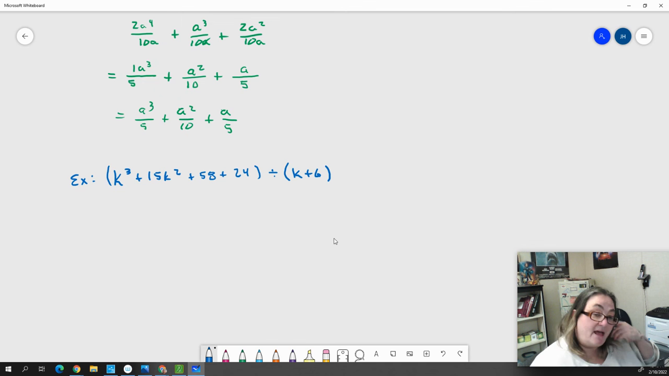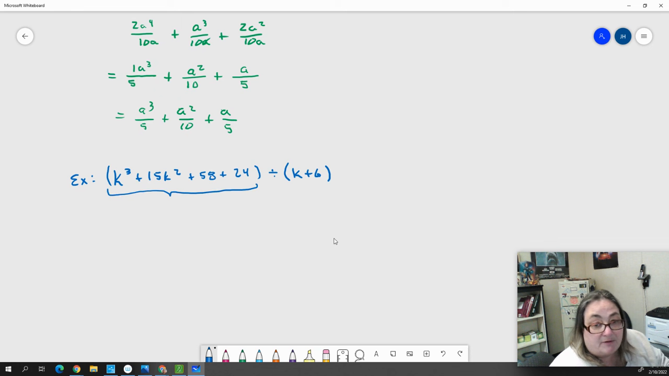Now, when we have this whole thing that's a polynomial, right? This whole big piece here is a big polynomial. Oops, I forgot to write the k there. k plus. And then here I have a binomial. Bi because there's 2 parts, right? There's the k and then there's the plus 6. And so we have to set this up like a long division problem.